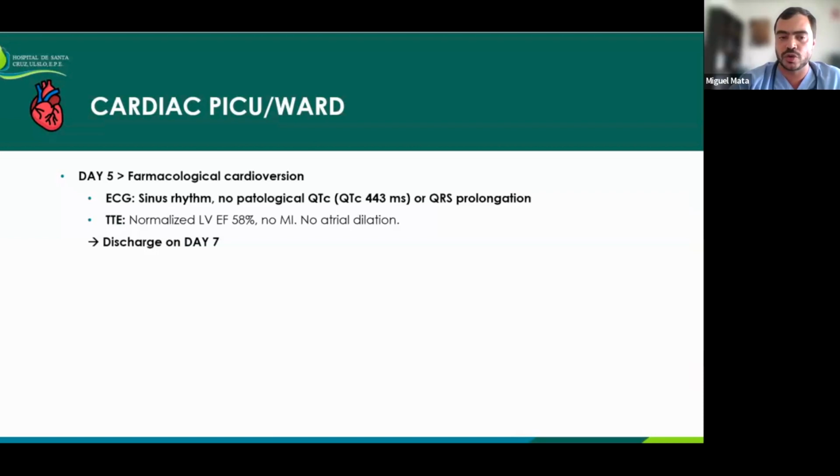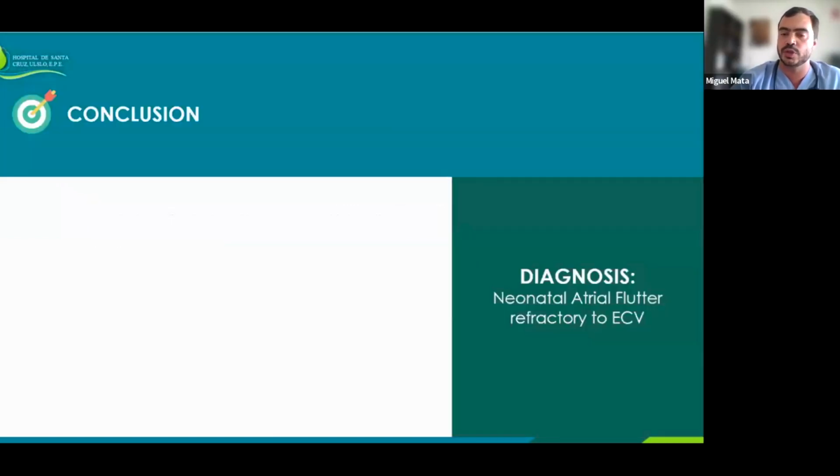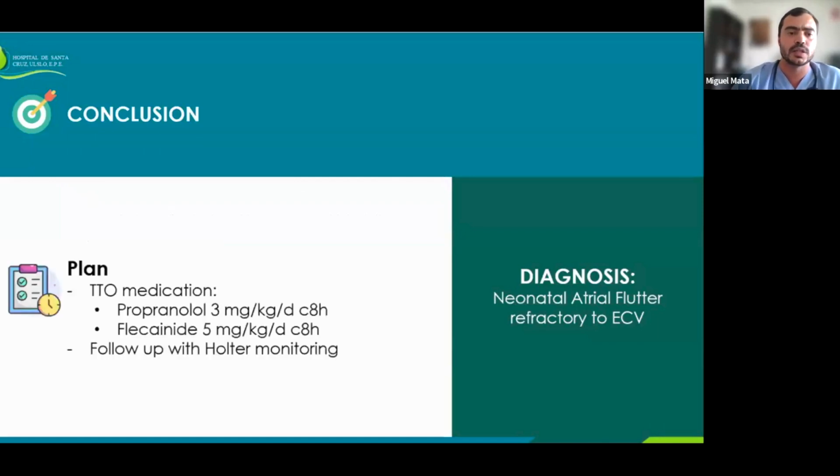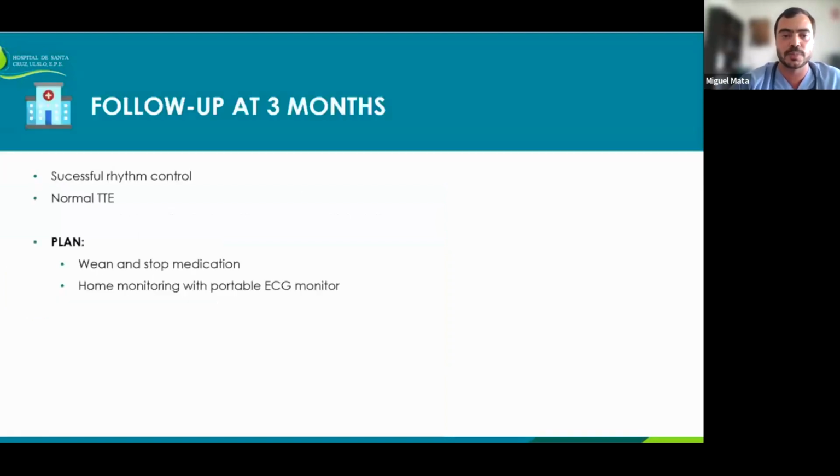So after 2 days in sinus rhythm, we discharged the baby and we assumed this diagnosis of neonatal atrial flutter refractory to electrical cardioversion requiring antiarrhythmic medication. Eventually, it could have been a late fetal atrial flutter, but we won't be sure. And the child went home with the medication that we already described, propranolol and flecainide, initially followed up with Holter monitoring. Now, after 3 months, we have maintained rhythm control. The echo continues to be normal. And so we started weaning and we will stop the medication shortly.